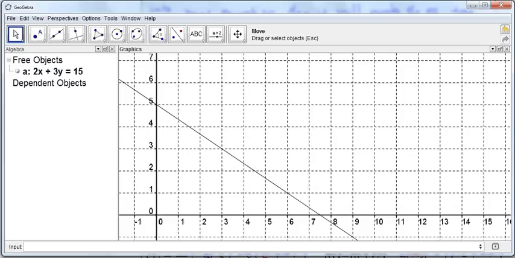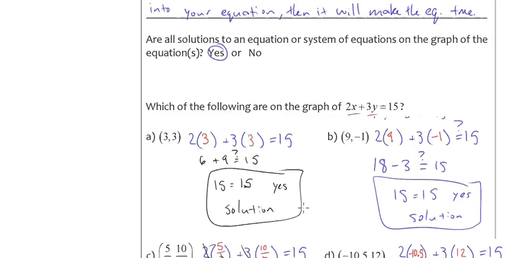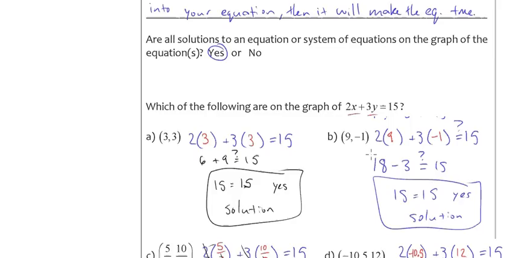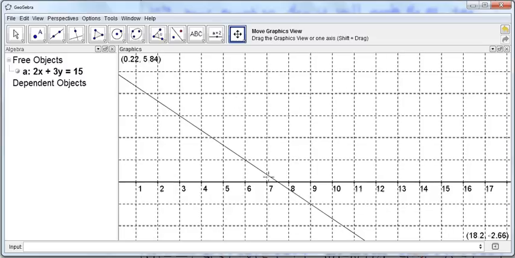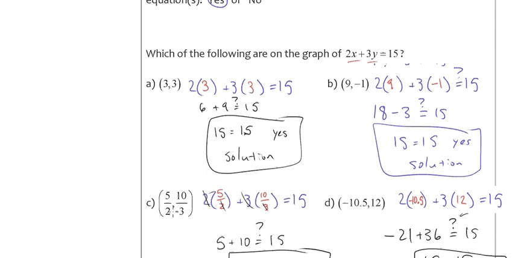And so the first one we said was, no, that's not it, there you are, was 3, 3 a solution? And so is 3, 3 on this graph? Yeah, there's 3, 3 right there. Was 9, negative 1 a solution? We said yes, so here's our graph, 9, negative 1. There, that point is also on the graph, just like we thought it should be. We have 5 halves and 10 thirds. That's 2 1/2 and 3 1/3.